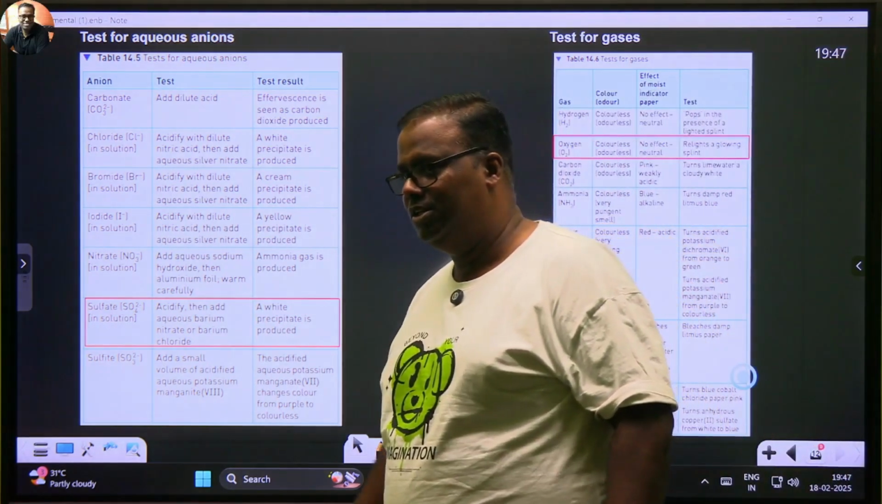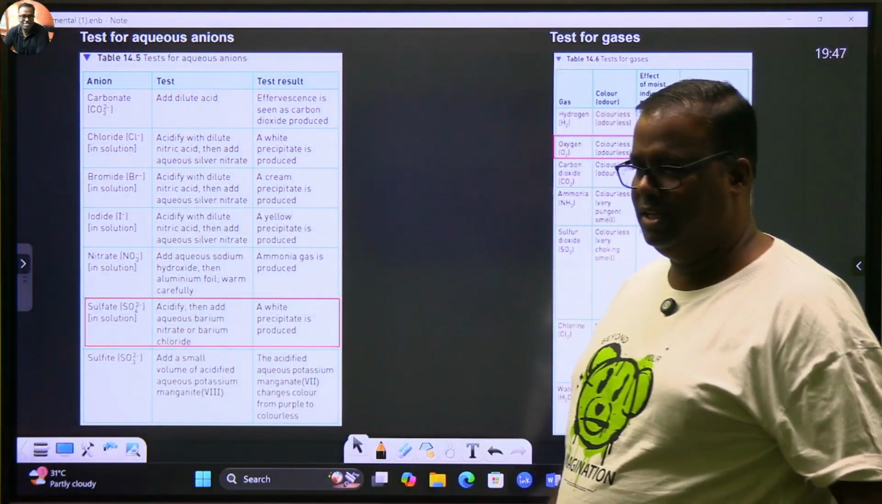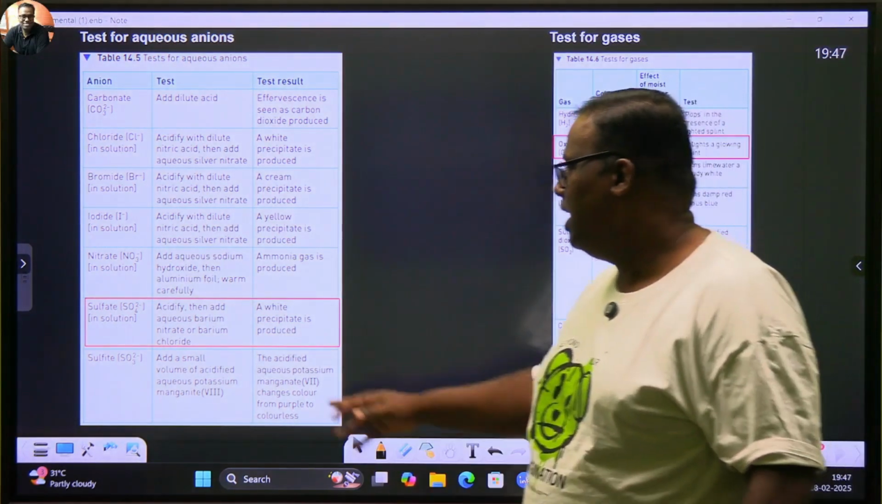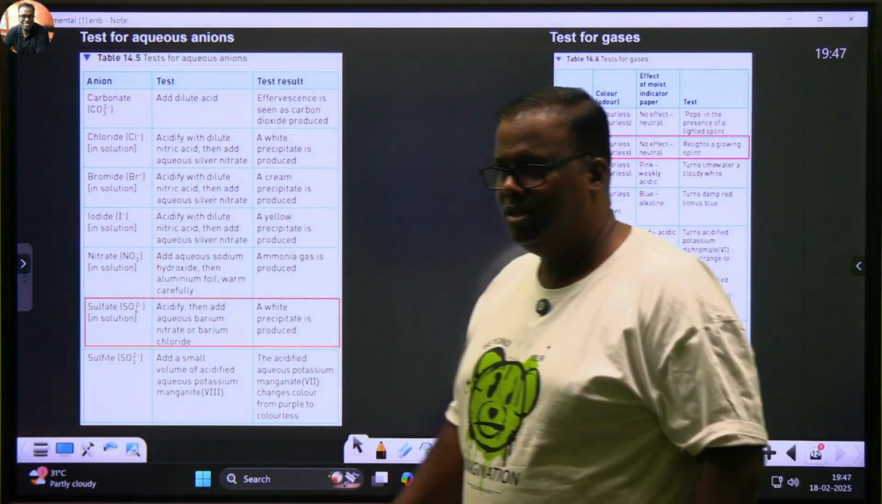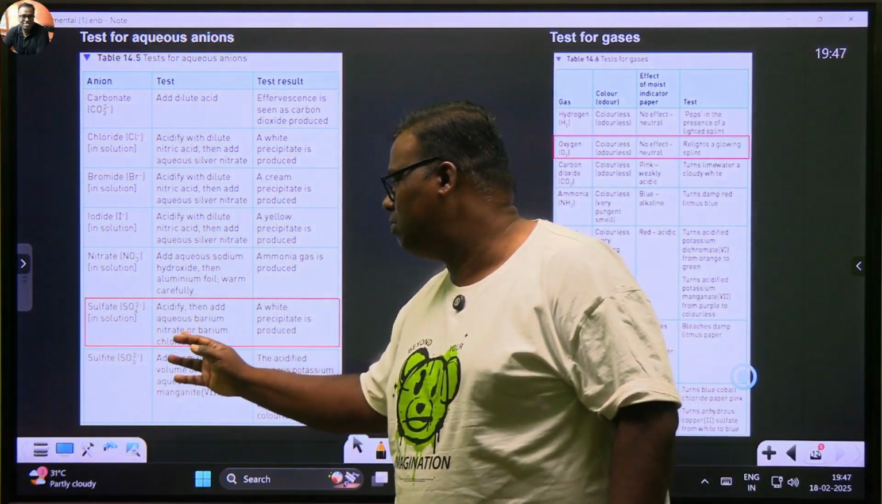slept forever. Sulfate: sulfate in solution. Acidify. So when you are acidifying, you're trying to make it sulfuric acid, okay? And then add aqueous barium nitrate or barium chloride. Okay, if you add barium nitrate or barium chloride, it will form barium sulfate.